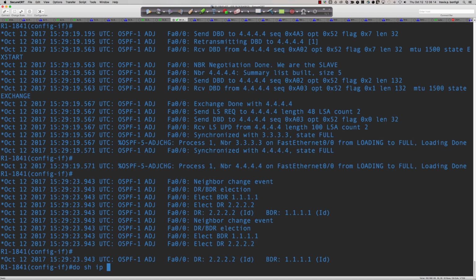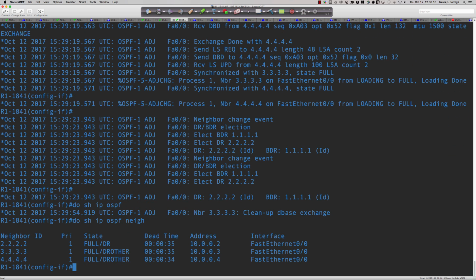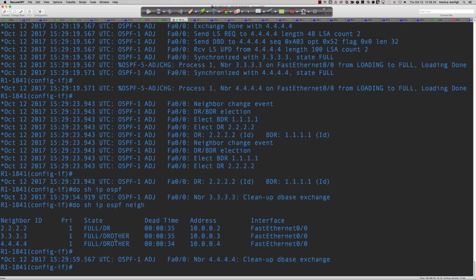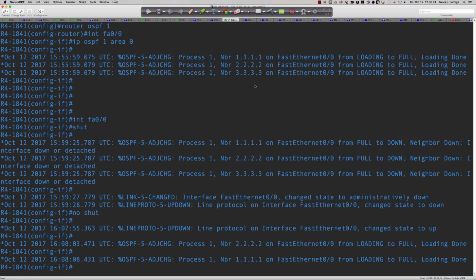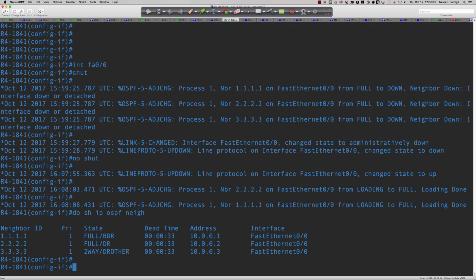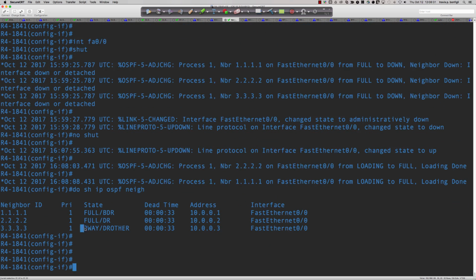So do show IP OSPF neighbor. And there we go. 3 and 4 are DR others because they are not the DR and the BDR. If I come over to 4 and say do show IP OSPF neighbor, take a look at how 4 sees 3. They are now in the two-way DR other state, because you do not become fully adjacent. You're neighbors, but you are not fully adjacent.